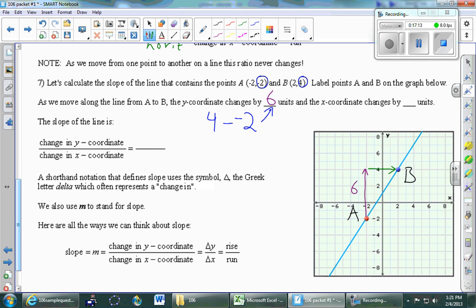And we'll play the same game horizontally. So first, just count boxes. How many horizontal boxes are there? It's like 4. Let's see if we can figure out the 4 without counting boxes. So we end at +2 and we start at -2. And if we subtract those numbers, 2 minus -2, what do we get? We get 4.